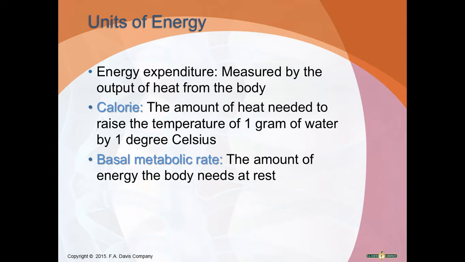So the units of energy, in review, are measured by the output of heat from the body. Calorie: the amount of heat needed to raise the temperature of 1 gram of water by 1 degree Celsius. The basal metabolic rate is the amount of energy the body needs at rest. Factors that increase metabolic rate include anxiety, fever, eating (the metabolic rate increases as the body processes the ingested food), and thyroid hormones. Physical activity also affects caloric need. To maintain weight, the calorie intake must equal output.